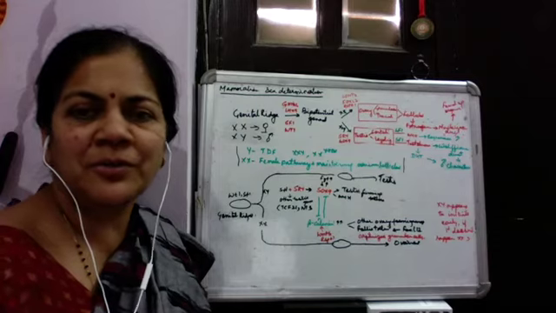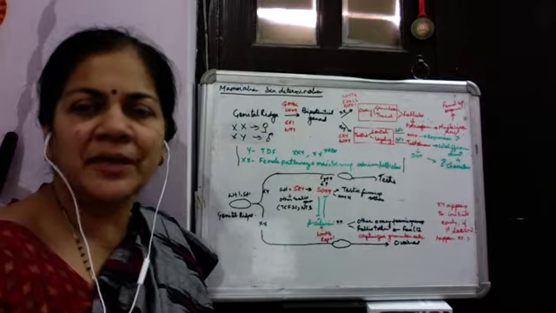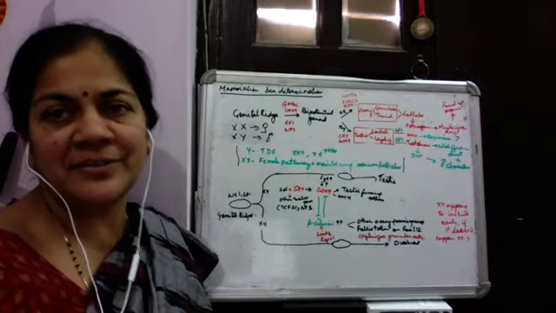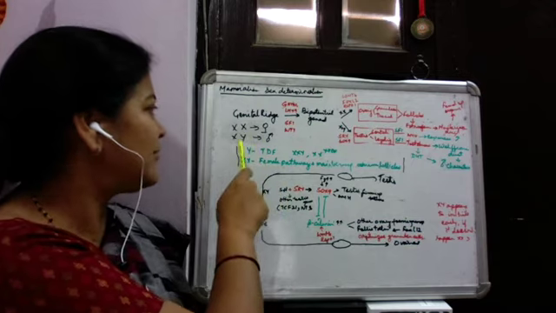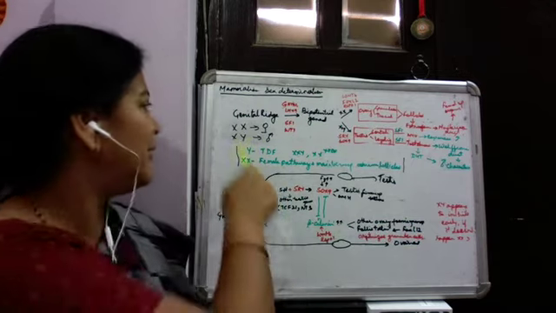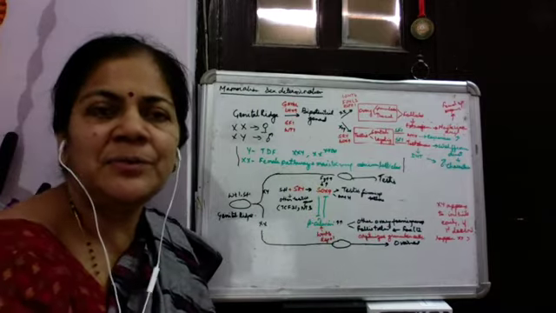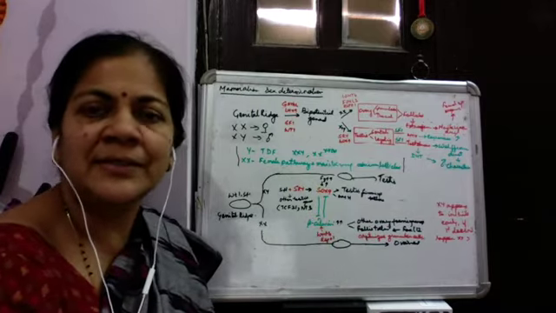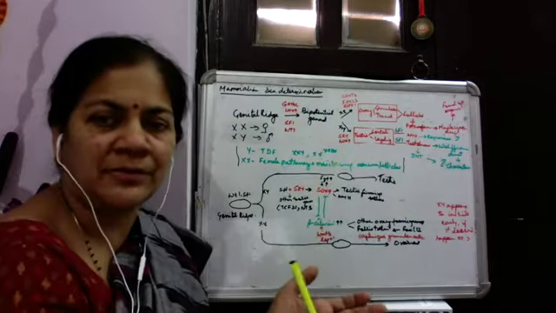So in this video, I'll be talking about mammalian sex determination. In mammalian sex determination, unlike Drosophila, the Y chromosome is very essential for the development of the male sex. If the zygote is XY, it develops into a male, and if the zygote is XX, it develops into a female.